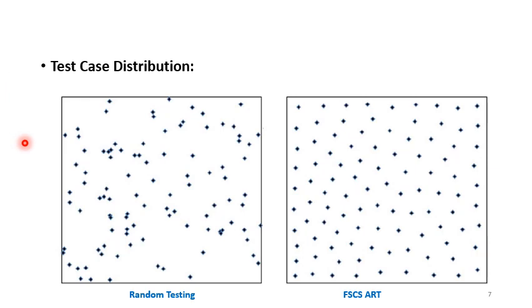In this way, ART leads to spreading test cases more evenly in the software input domain, which increases the probability of selecting test cases from failure regions. To see the difference clearly, please have a look at regions 1 and 2. We observe that there are no test cases produced in region 1 by random testing, whereas we have 12 test cases in region 2 with the same size. On the other hand, FSCS maintains its even spread of test cases across the software input domain.